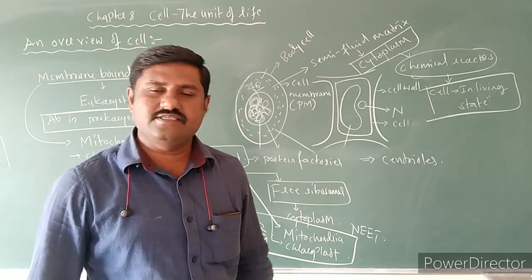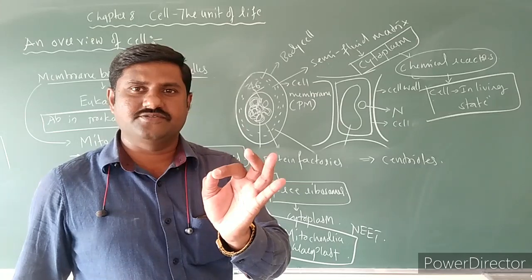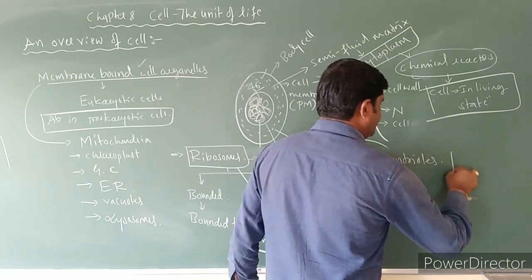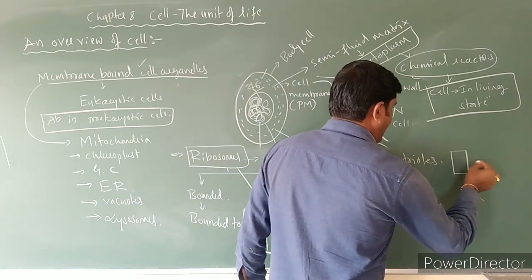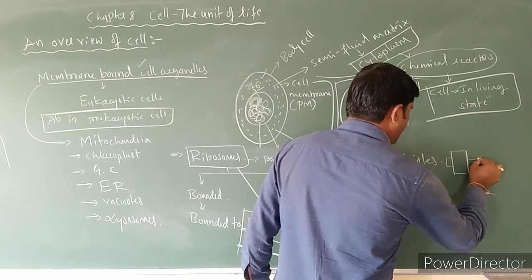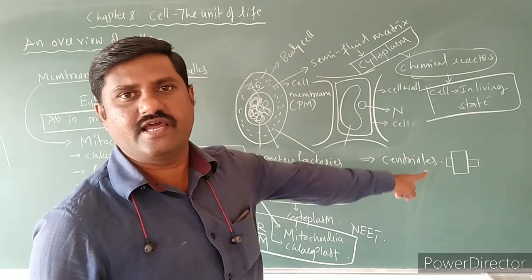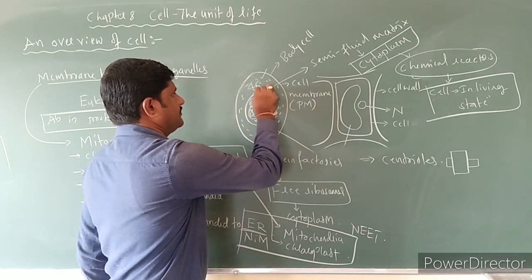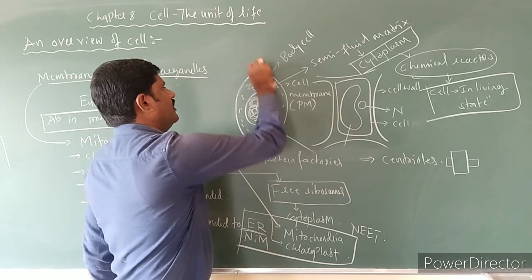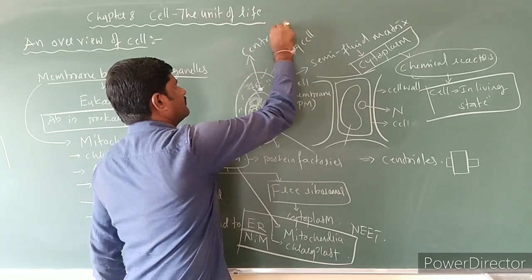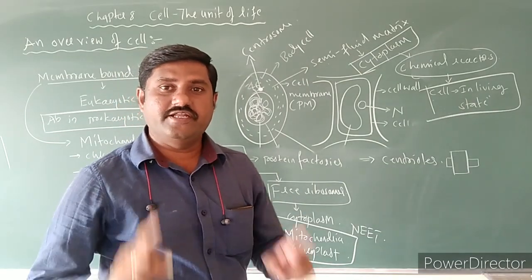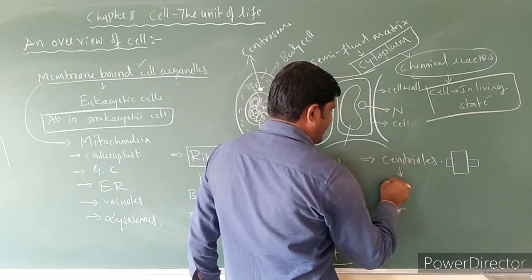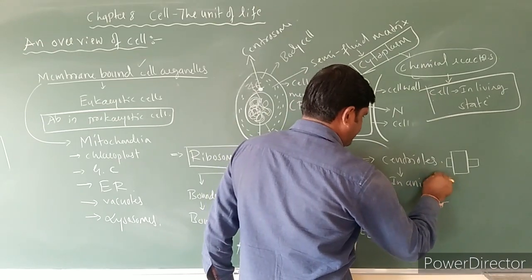So centrosome is one of the cell organelles which contains a pair of centrioles lying at right angles to each other. This is one centriole and this is another centriole. Like this, they are lying at right angles to each other and they are very close to the nucleus. Here they are present. So both the centrioles together form what? Centrosome.